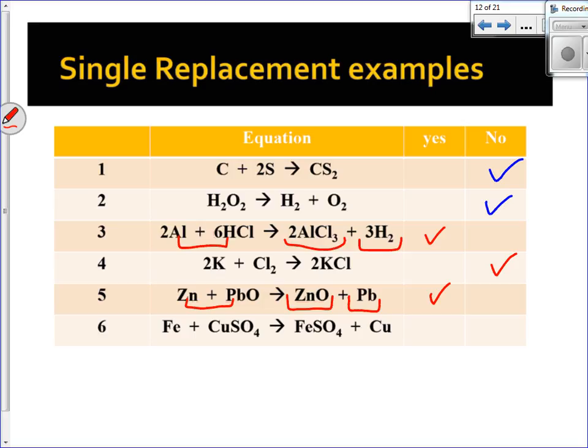Okay? How about down below for number 6? And who replaces who? Copper is replaced by the iron, good, so you get iron 2-sulfate and copper element by itself. Once again, in that particular case, the iron would be more reactive to kick the copper out of its spot that's attached to the sulfate. Okay?